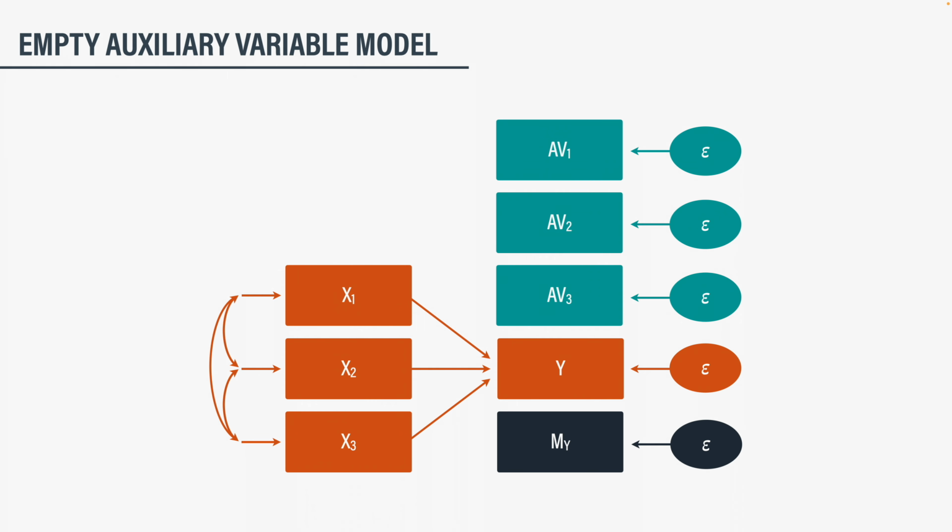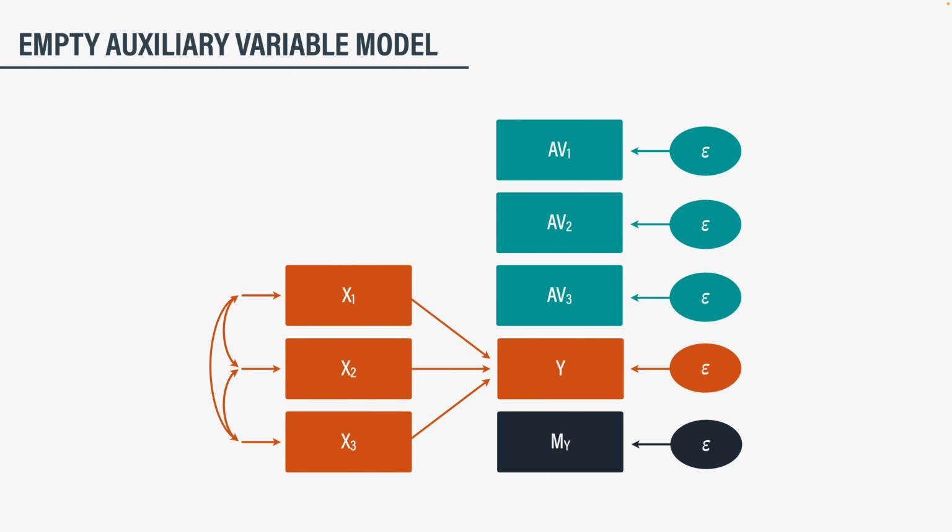There are 3 auxiliary variables in green, and the missing data indicator is in dark blue. I'm explicitly drawing the residual parts of each variable with an ellipse. The orange residual is the part of y that is unexplained by the other analysis variables, literally just y minus y hat. We want to know whether that residual correlates with the auxiliary variables.